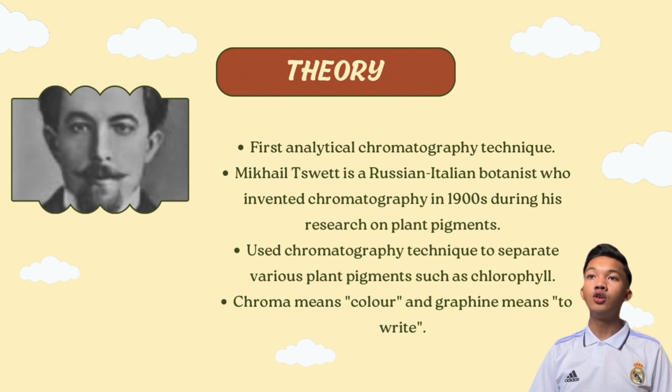Next, we move to the theory of basic chromatography. Basic chromatography is the first analytical chromatography technique. It was introduced by Michael Sweat, a Russian-Italian botanist who invented chromatography in the 1900s during his research on plant pigments. Michael Sweat used the chromatography technique to separate various plant pigments such as chlorophyll. For your information, chroma means color and graphite means to write.